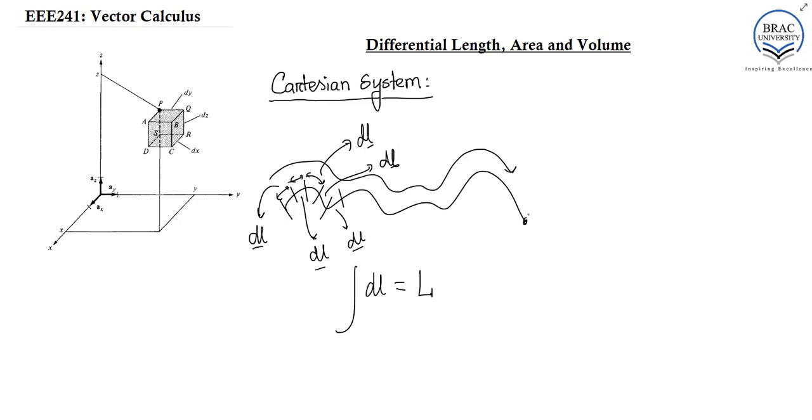So these small quantities that we've divided the strap into are called differential lengths. Okay, so this is what differential means. This means infinitesimally small.